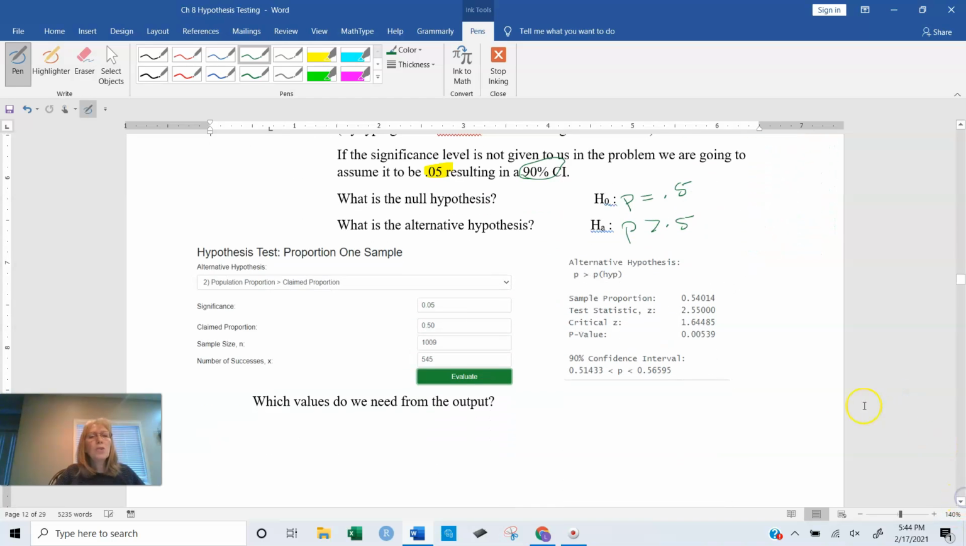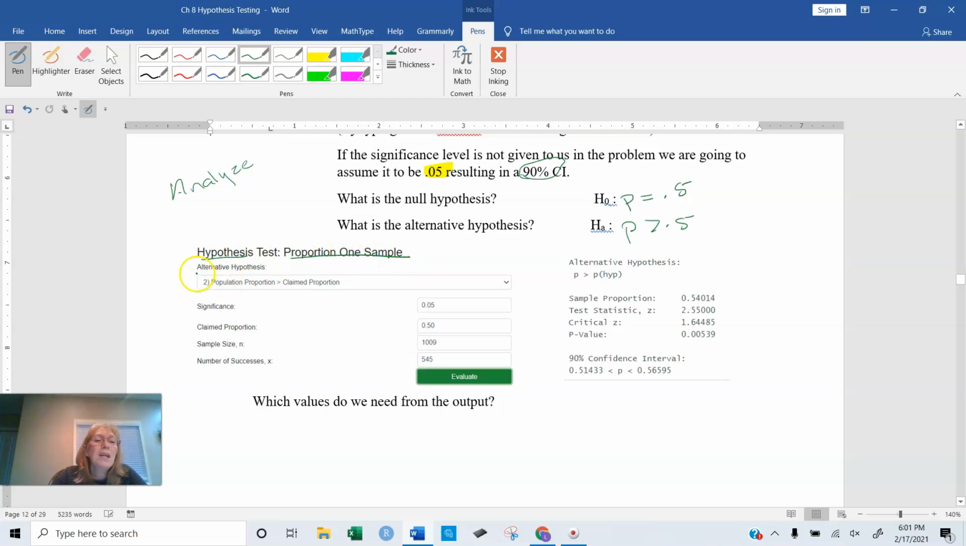All right, so we're going to test our hypothesis. You're going to go into your analysis, and you're going to do hypothesis testing. So make sure you hit analyze. And then you're going to hit hypothesis testing, and make sure you hit proportion 1 sample. So hypothesis testing, proportion 1 sample.